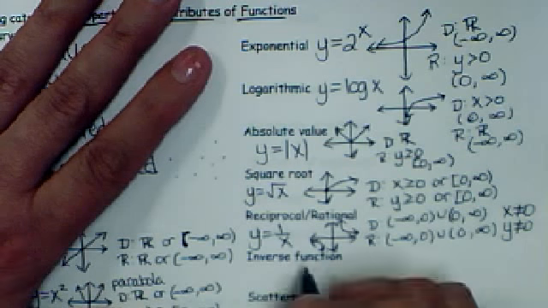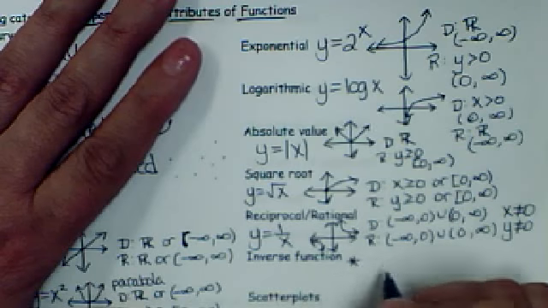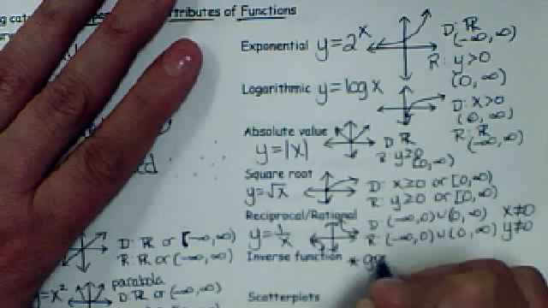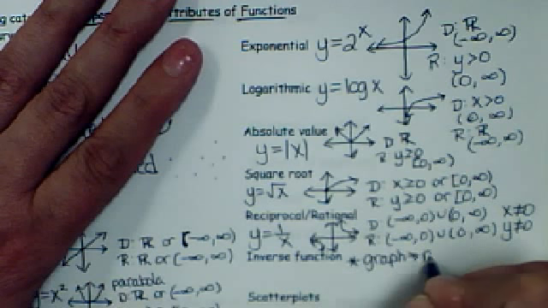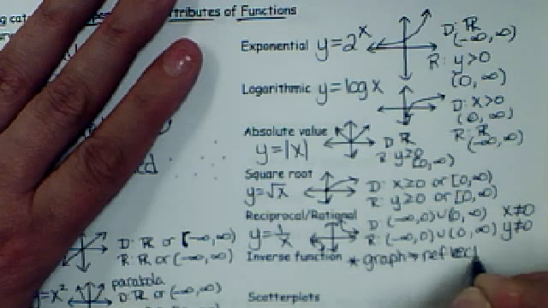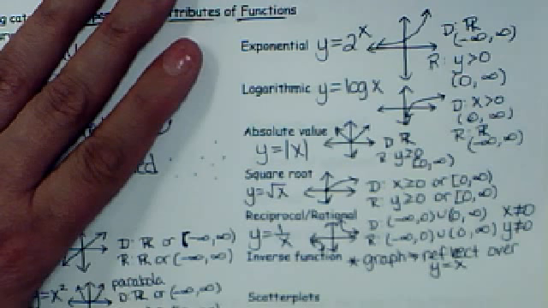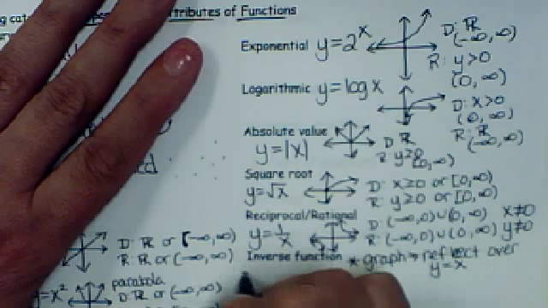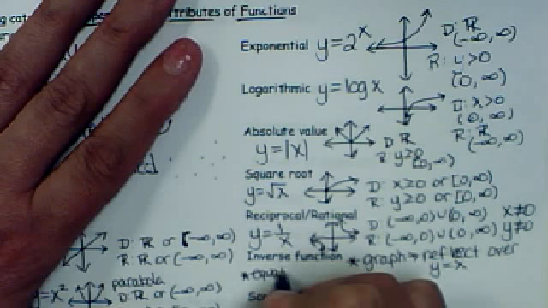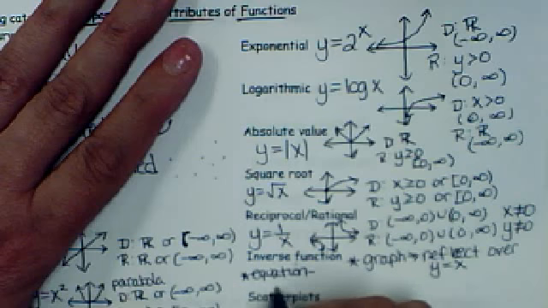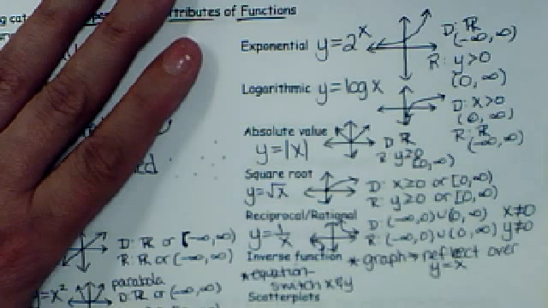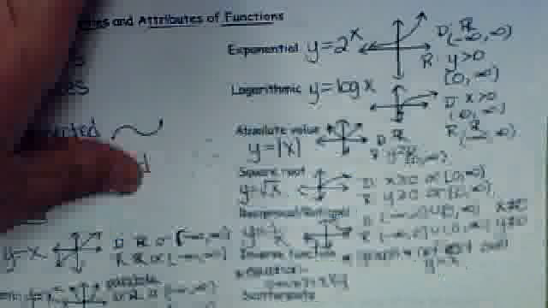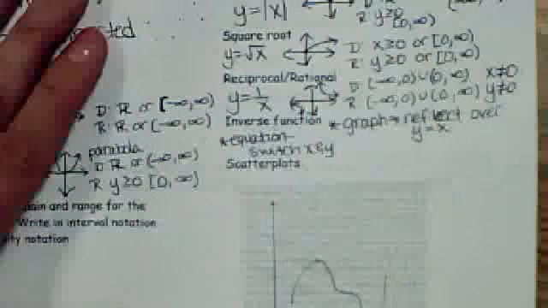Inverse function, there's two things we're going to write here for inverse function. The first is that for a graph, you reflect over y equals x. To find the inverse function of a graph, you reflect it over the line y equals x. For an equation, you have to switch the x and y and then solve for y. That's how you get your inverse function.